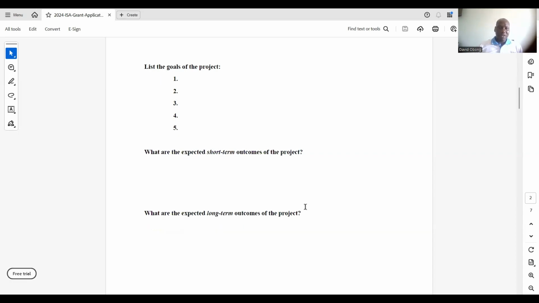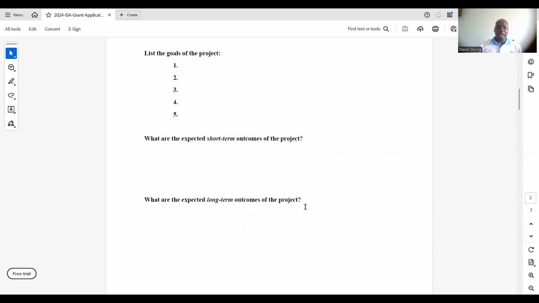And this section has been divided into two. We have what we call the short-term outcomes. As Field of Hope, we take the short-term outcome as starting from the time you receive the money to 6 months. What are the expected outcomes? Please, you need to state them clearly. Then you will also have a section of expected long-term outcomes.